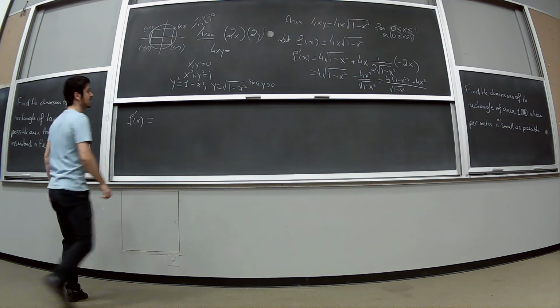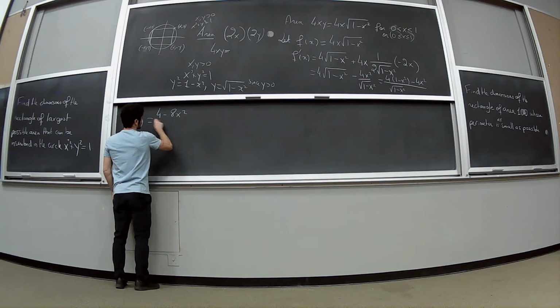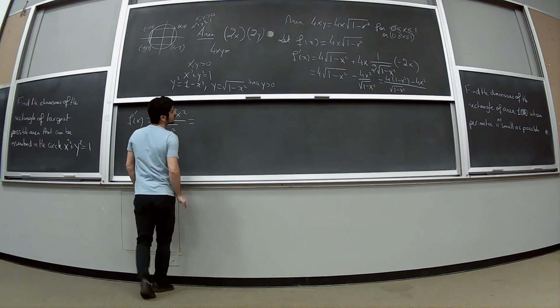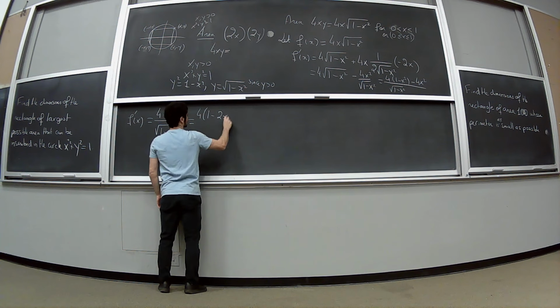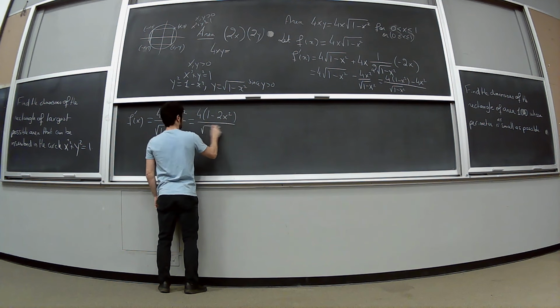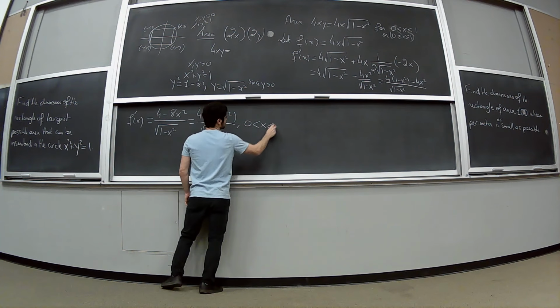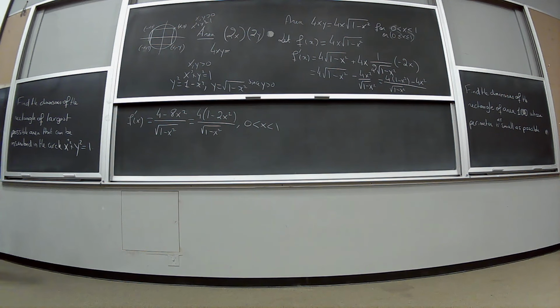So it's 4 minus 8x squared over the square root of 1 minus x squared. So let me just factor out the 4. Of course, the derivative is defined on the open interval (0, 1). Awesome. Now, what are the critical numbers on this interval? I have to solve f prime of x is equal to 0, right?